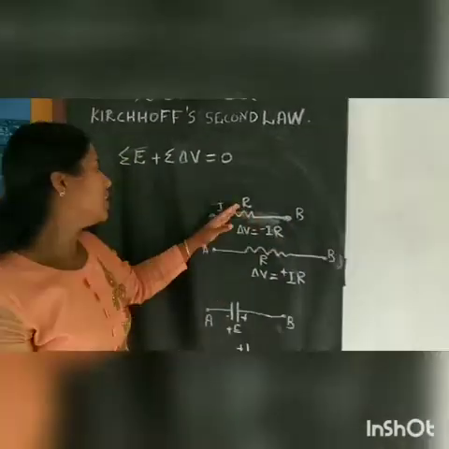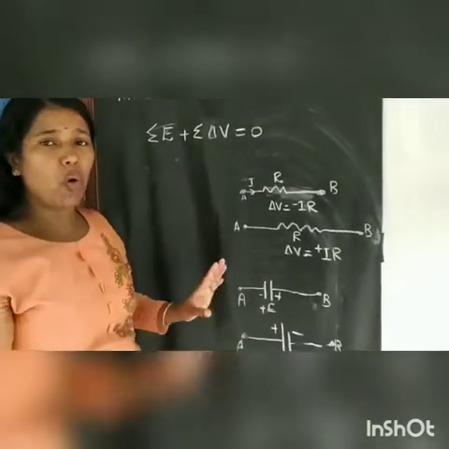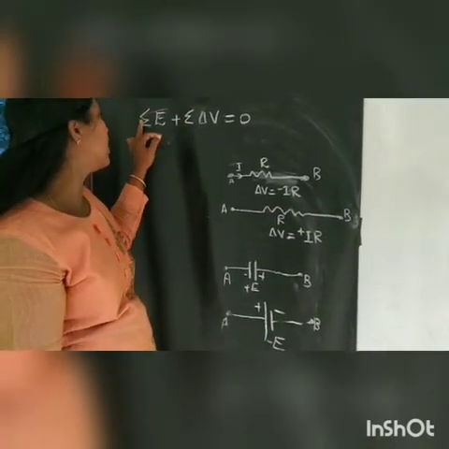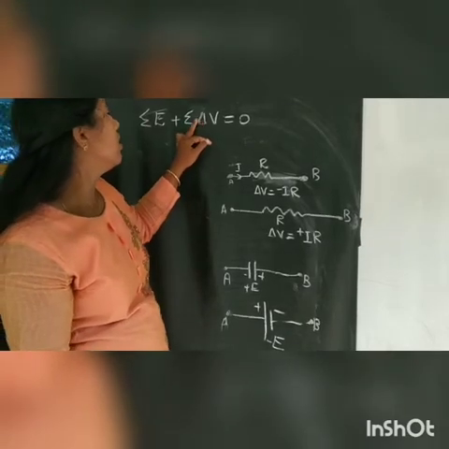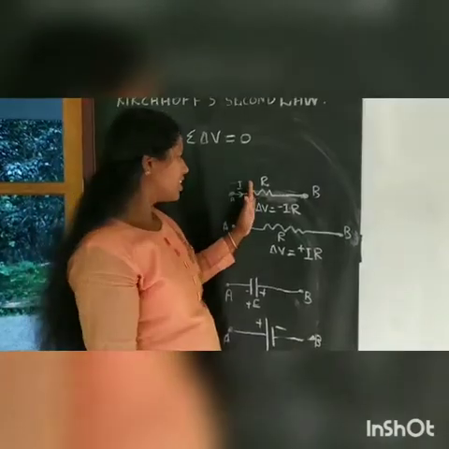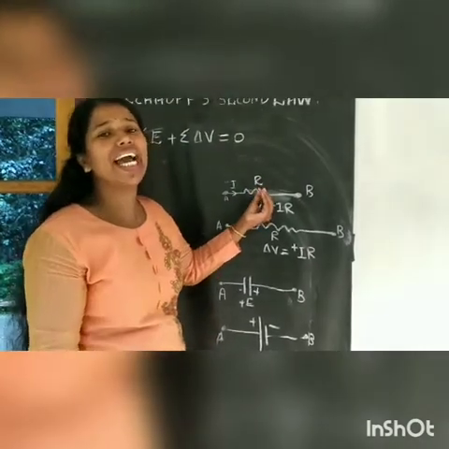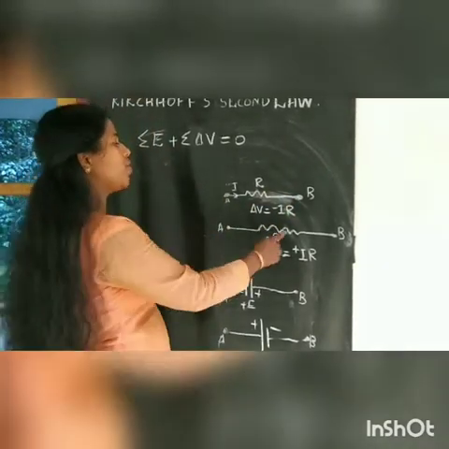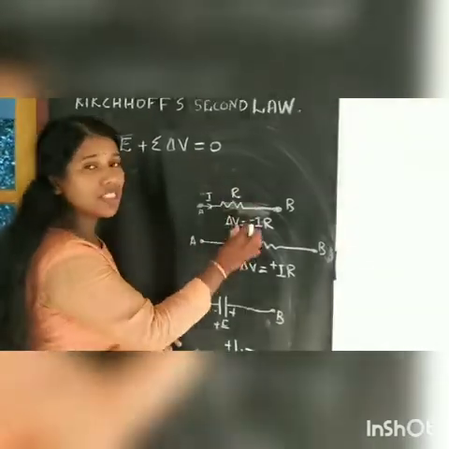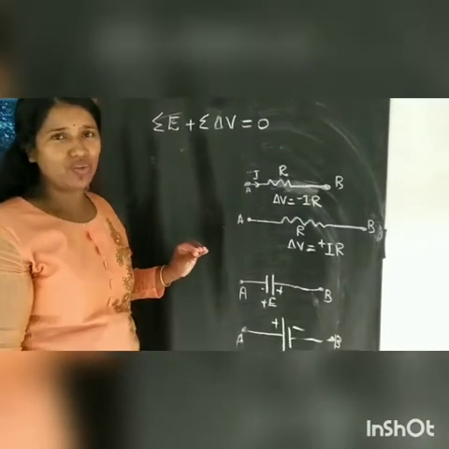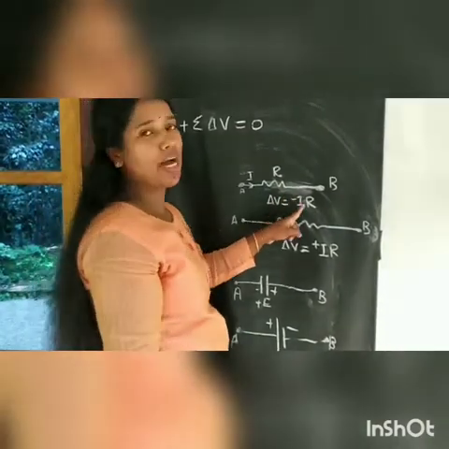Here I have drawn this diagram. In all numericals you can apply this sign convention. The equation is summation E plus summation delta V is equal to 0. First case, resistor R is travelled in the direction of current, that is A to B. In that case delta V is equal to minus IR. Very important: delta V is equal to minus IR.